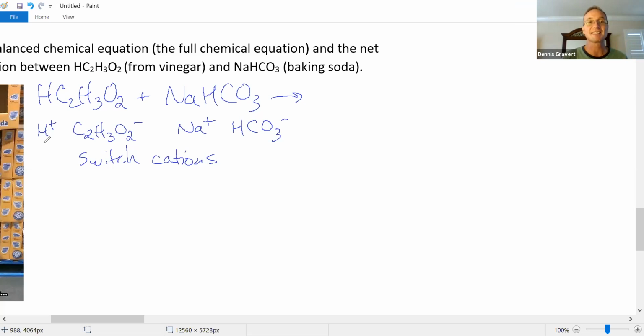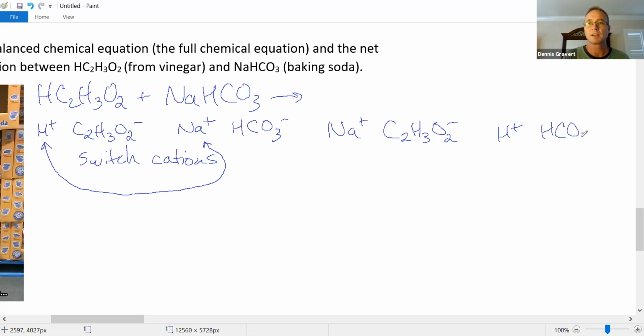We got our cations and anions, so switch the cations. So H plus, go hang out over here. Na, go to the left. So Na, you went to the left. You're going to hang out with acetate. H plus swings over to the right. It hangs out with the bicarbonate ion.